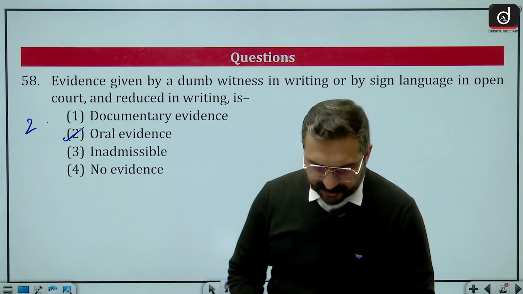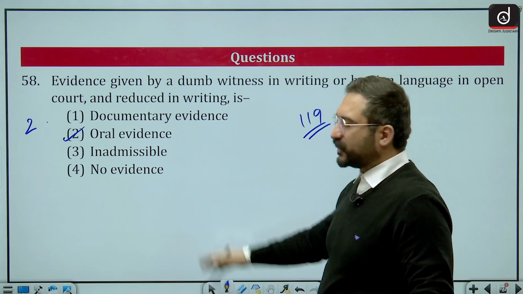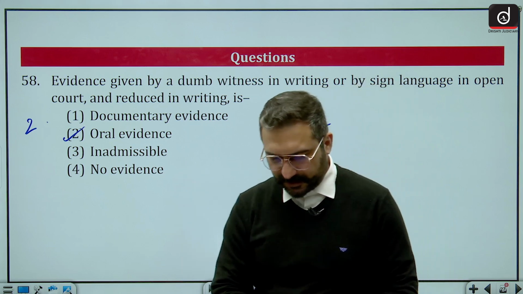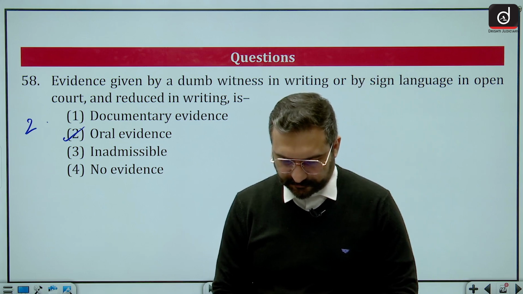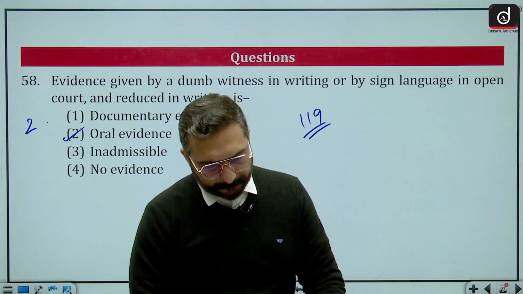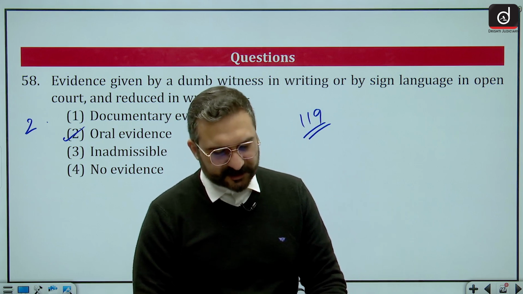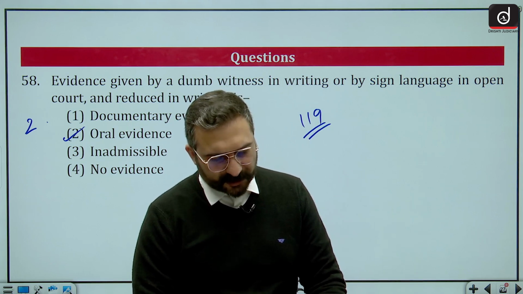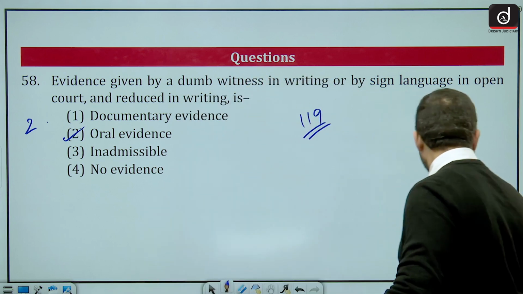Section 119, witness unable to communicate verbally. Section 119 में लिखा भी हुआ है oral evidence. If you want, we can just go by it once. 119, लास्ट में लिखा है: as by writing or by signs, but such writing must be written and the signs made in the open court. Evidence so given shall be deemed to be oral evidence. ठीक है, 2 is your answer.